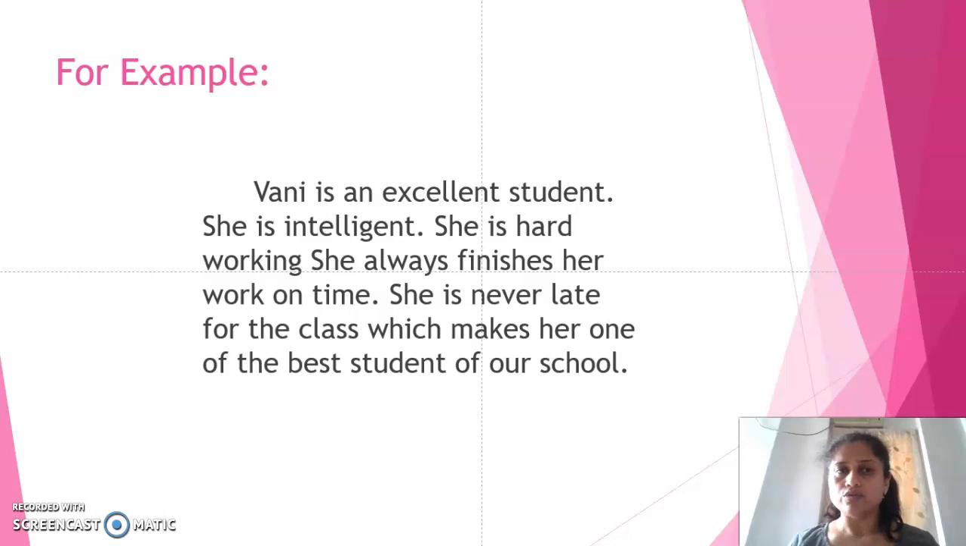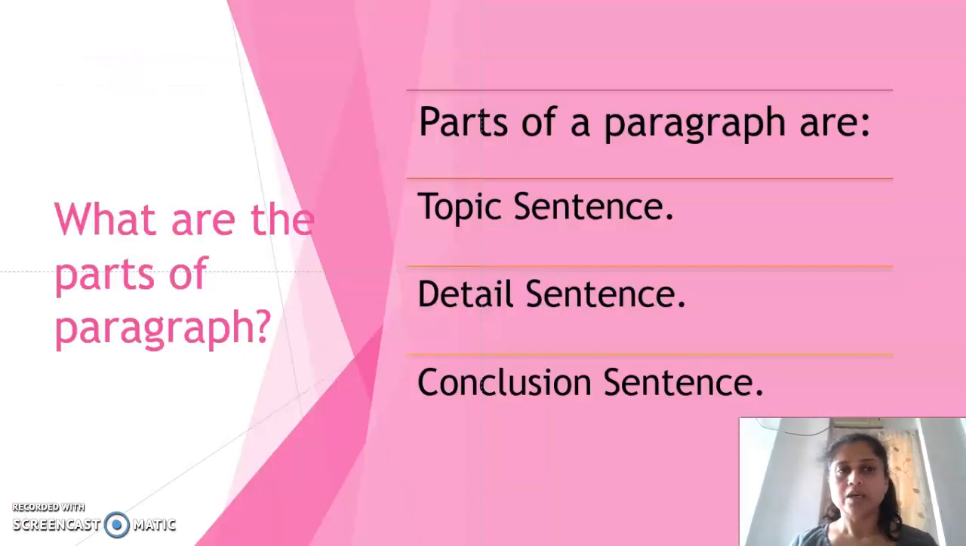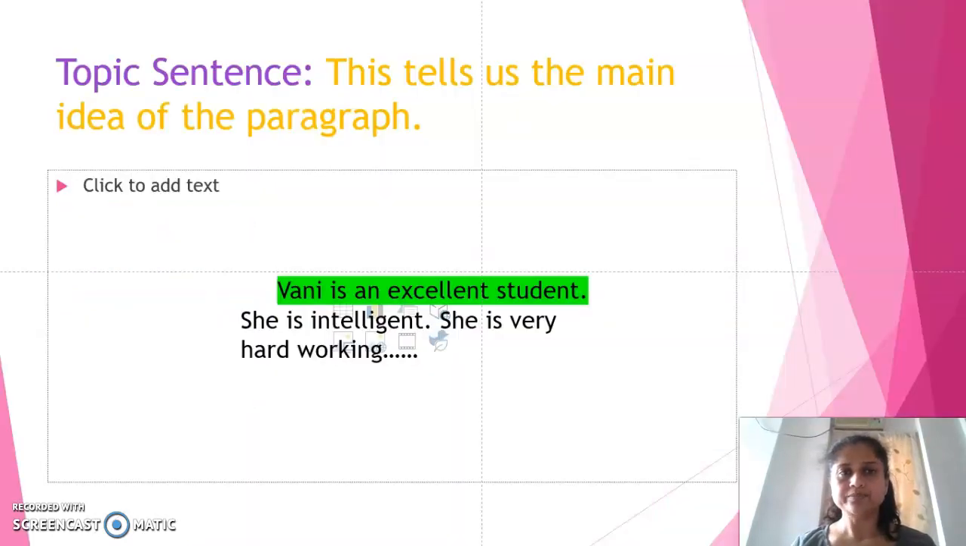Now we move on to the next part, which is the parts of the paragraph. The paragraph consists of three main parts. One is the topic sentence. Second are the detail sentences. And last is the conclusion sentence. Let's see all these parts in a bit of detail so that we can understand the topic better.